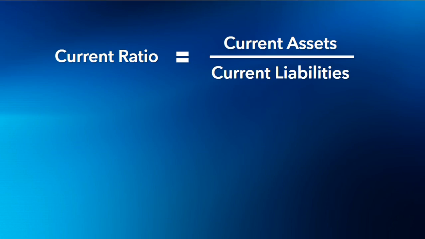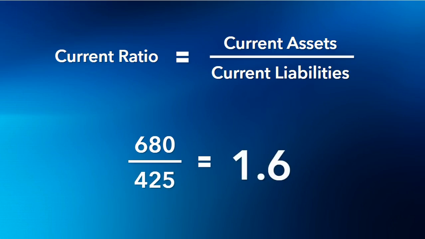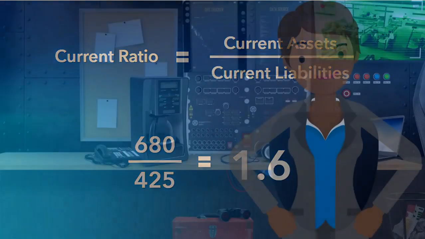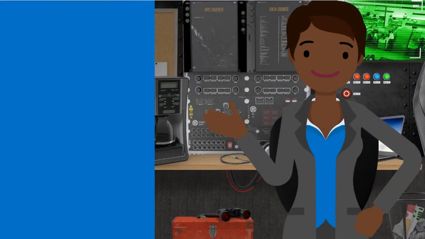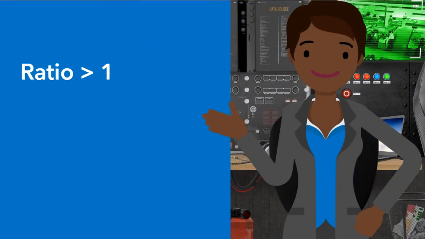So, if Lou's current assets was $680 and his current liabilities were $425, his current ratio would be 1.6. That's it. But what does this number mean? If the current ratio is greater than 1, it shows that current assets are larger than current liabilities and indicates that the business should be able to convert its short-term assets, cash, inventory, and accounts receivable, into cash and pay its short-term liabilities, accounts payable.